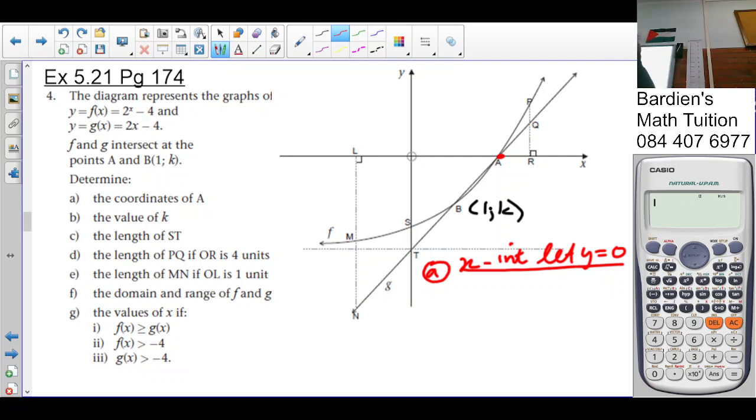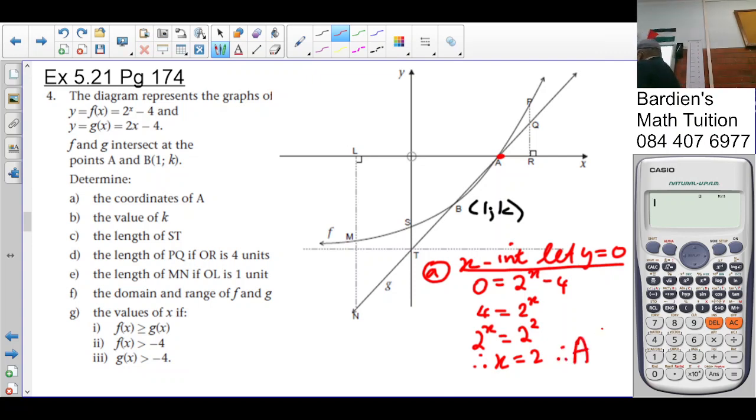So I got 0 is equal to 2 to the x minus 4. So 4 over becomes positive 4. So 2 to the x is equal to 2 squared. Therefore x is equal to... Have I answered the question? No? So therefore A would be (2; 0).